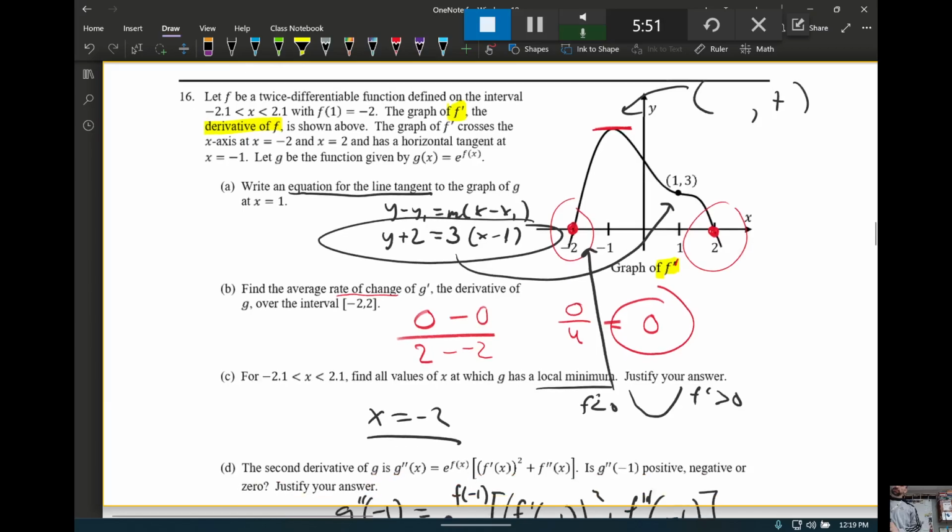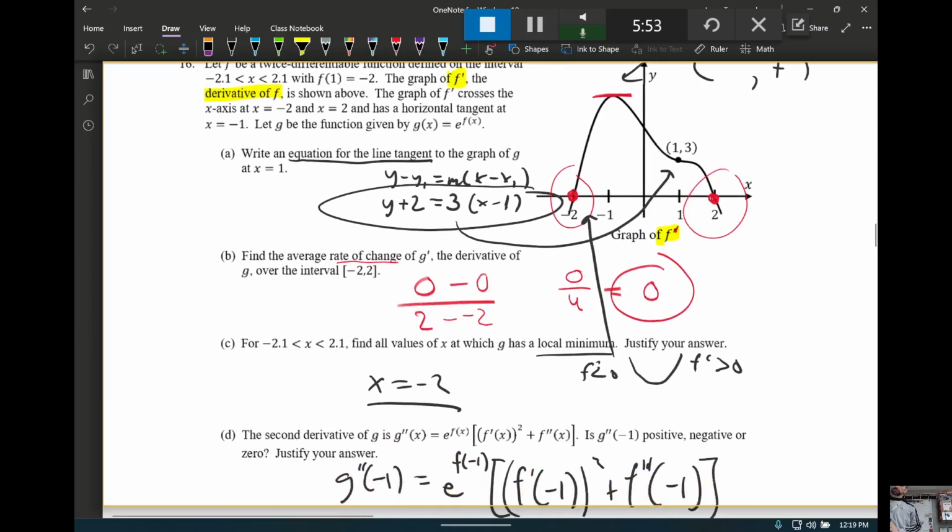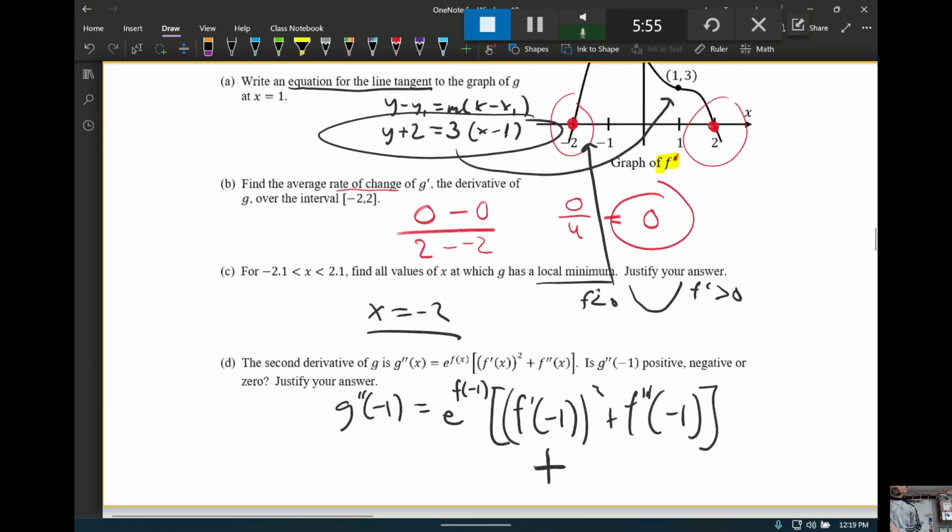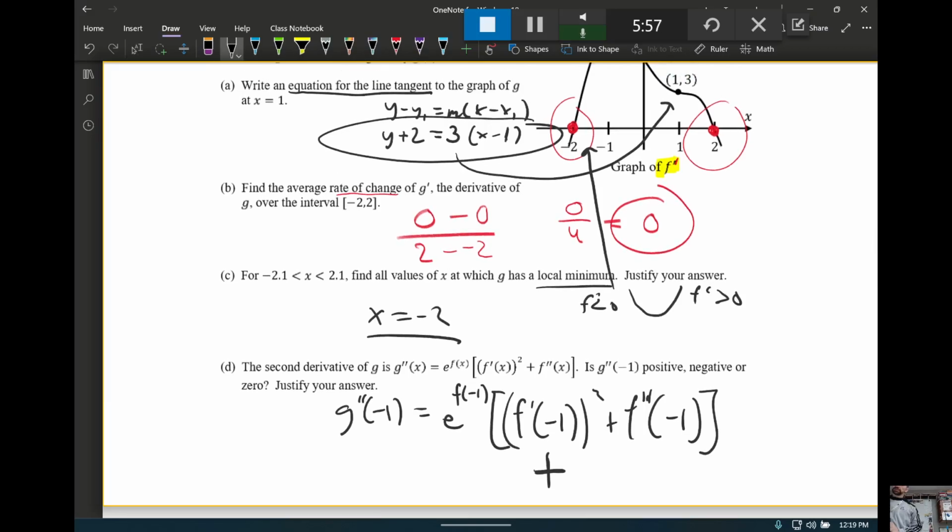Would it be 0? This part's not 0, no. I don't know about the whole thing. I haven't made it that far.